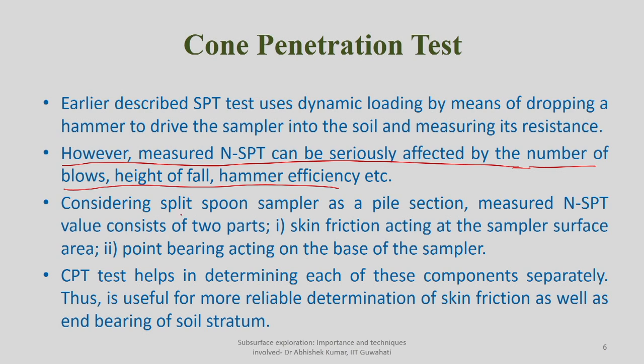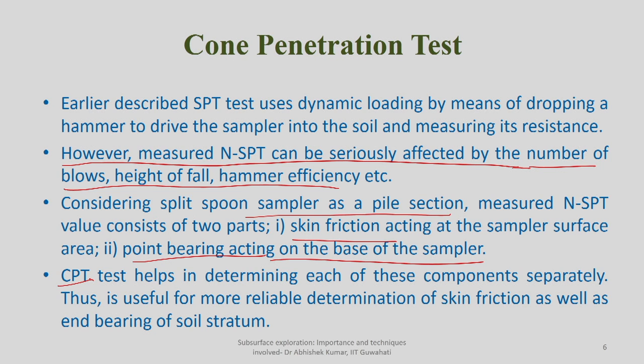If you consider a split spoon sampler as a pile section, the measured N-SPT value consists of two parts. One is skin friction acting along the surface of the sampler, on the side of the sampler, and the second one is point bearing, which is acting at the base of the sampler. But what is happening here is that you are measuring just one value. So, you do not know what the soil resistance is in terms of skin friction, and what the soil resistance is in terms of end bearing. You are getting a combined measure here.